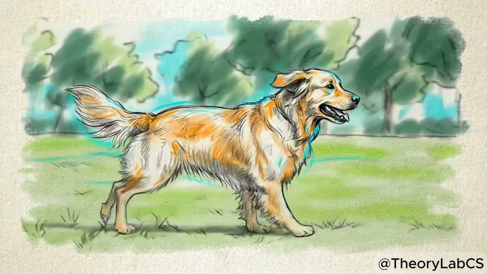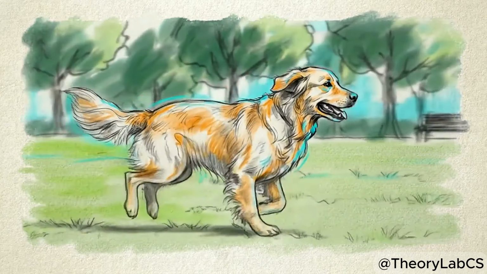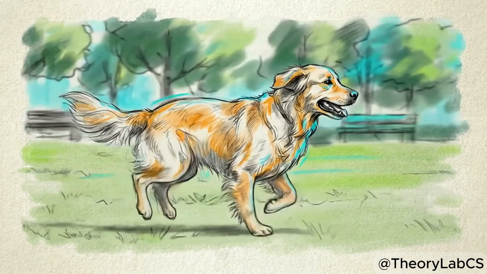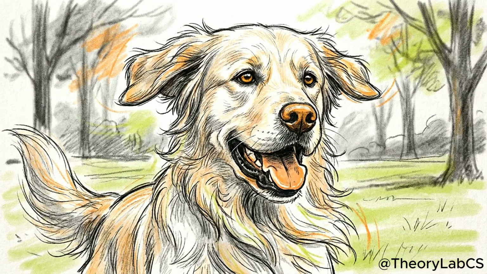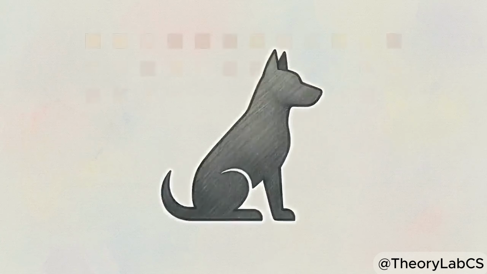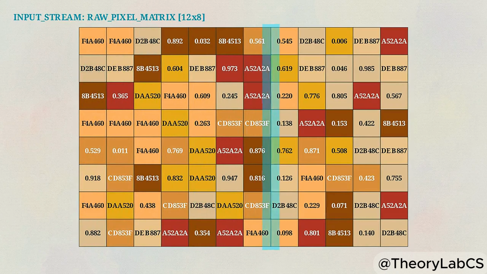How would you teach a computer to recognize a dog? If you show it a dog running through a park like this one, you and I instantly know what we're looking at. But a computer just sees a grid of millions of colored pixels.